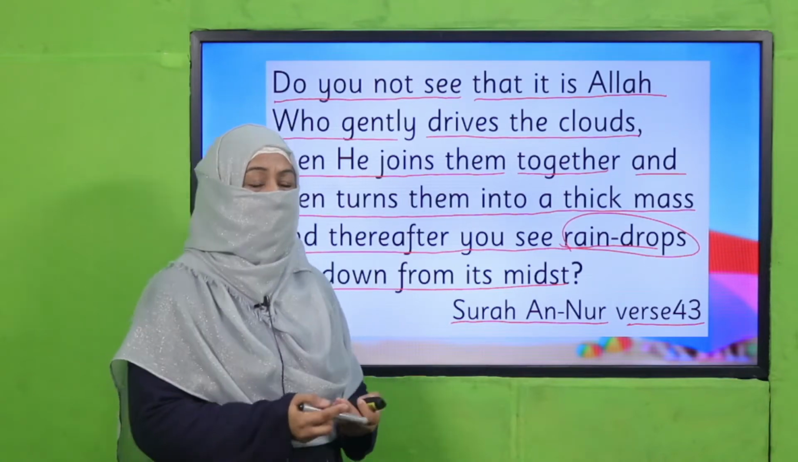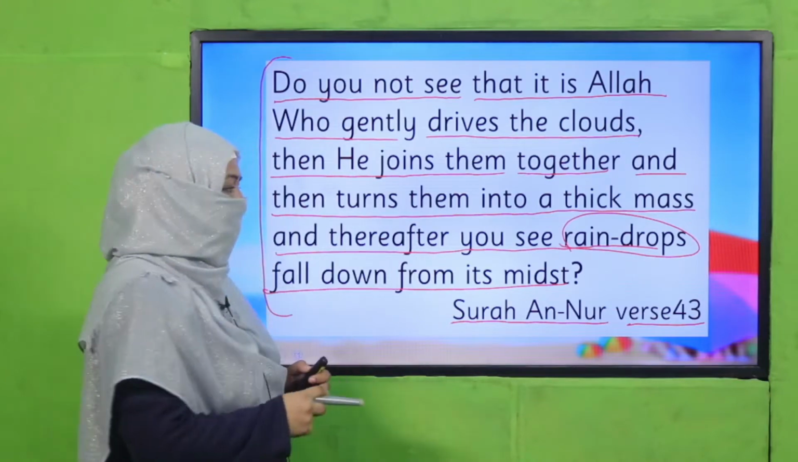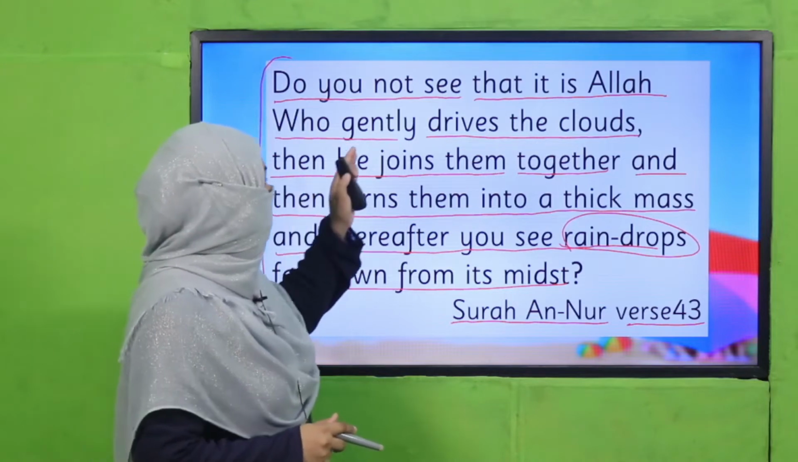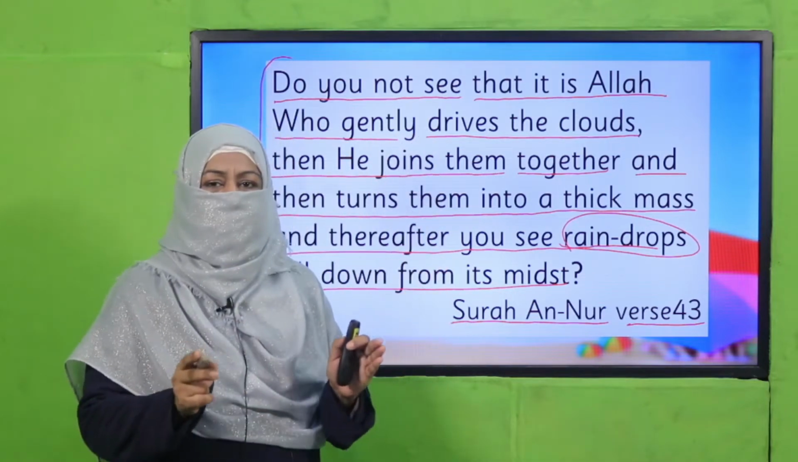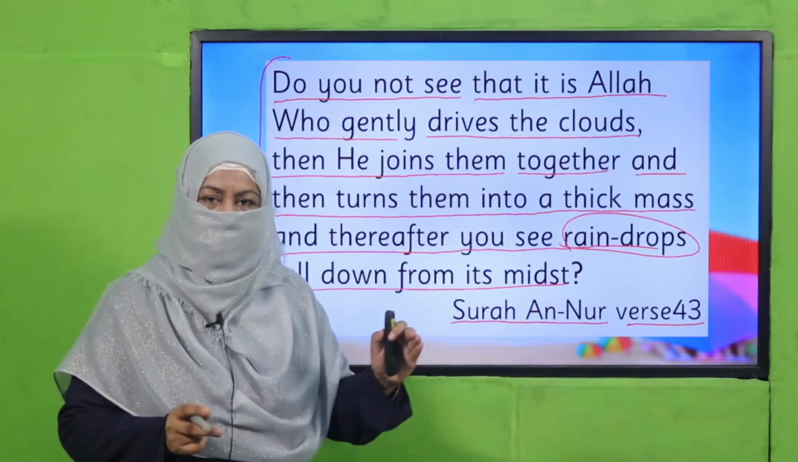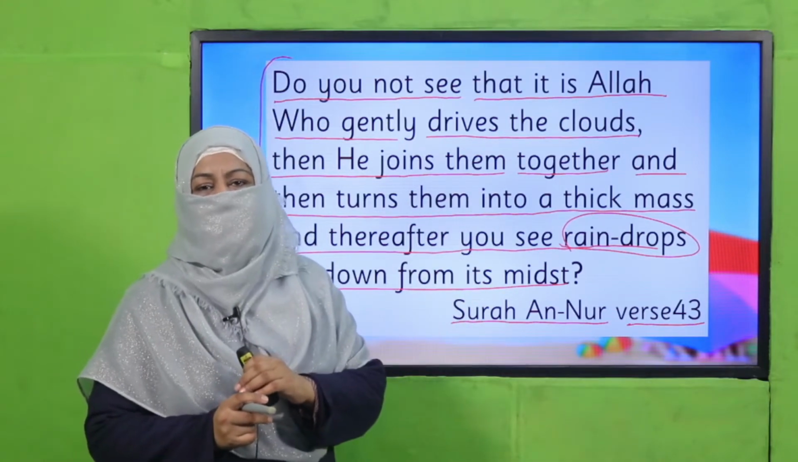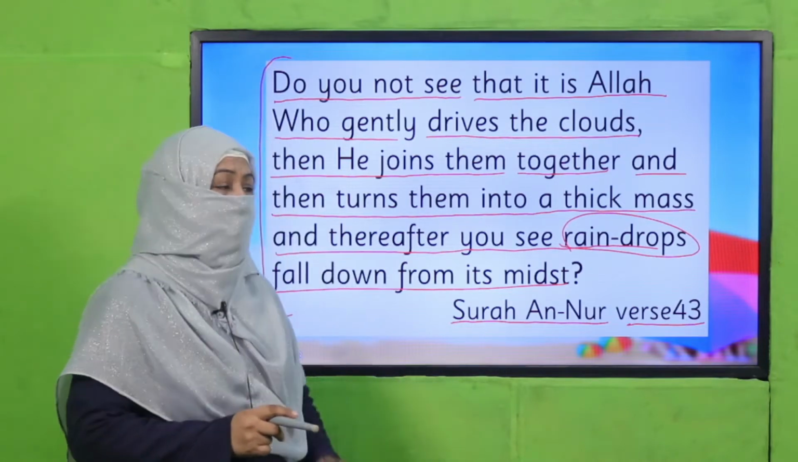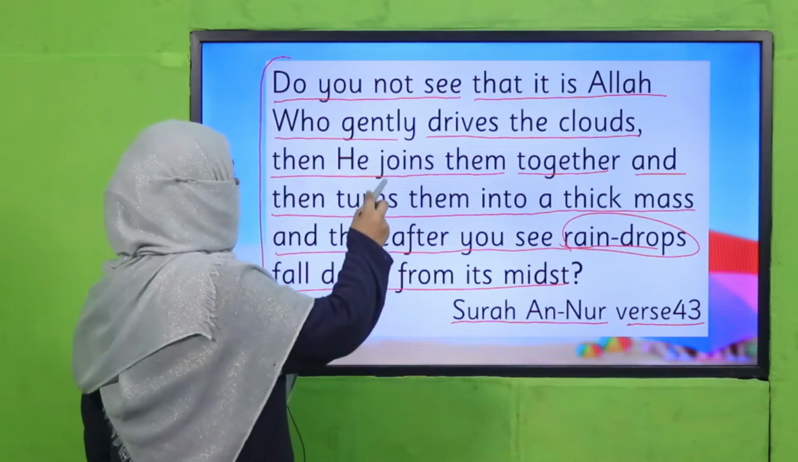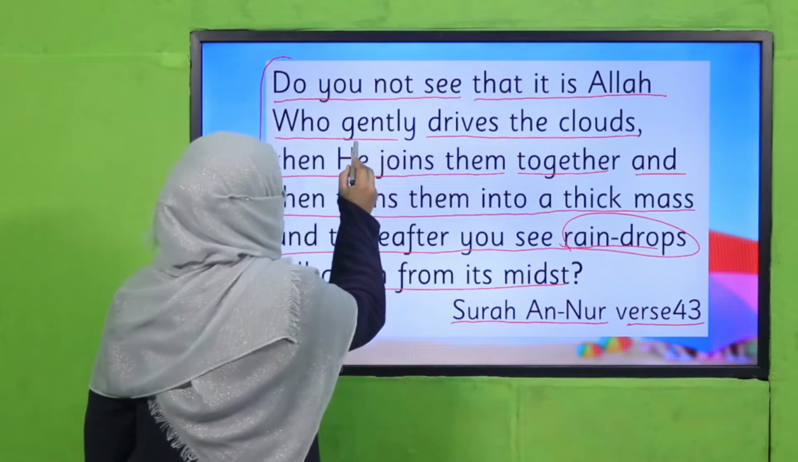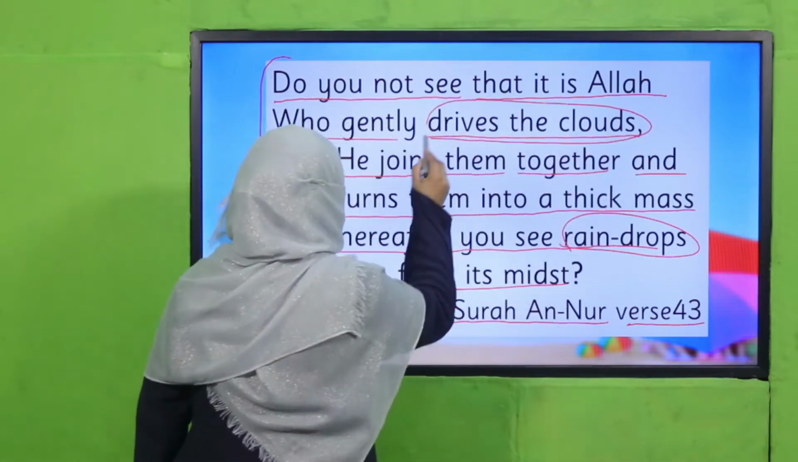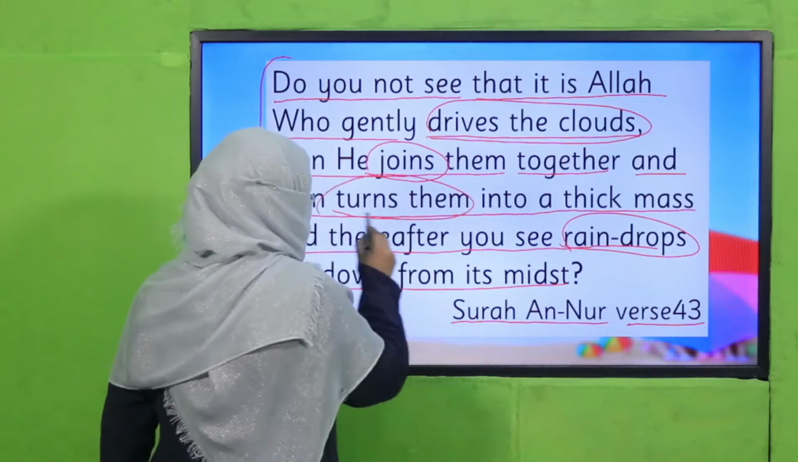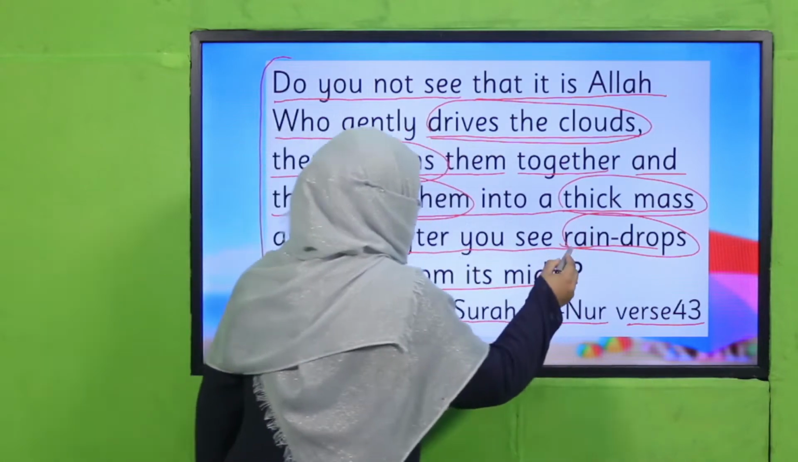Subhanallah. So Allah subhanahu wa ta'ala is telling us the procedure of rainfall in the Quran. There are many steps, one, two, three, and together there is a procedure of rainfall. Rain is a huge blessing of Allah subhanahu wa ta'ala. We should be thankful to Allah for rain. This verse is telling us it's a procedure. First Allah drives the clouds, then Allah joins them together, then Allah turns them into a thick mass, and then rain falls. This is how.